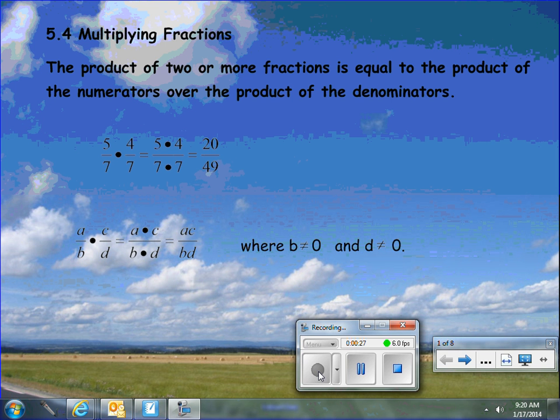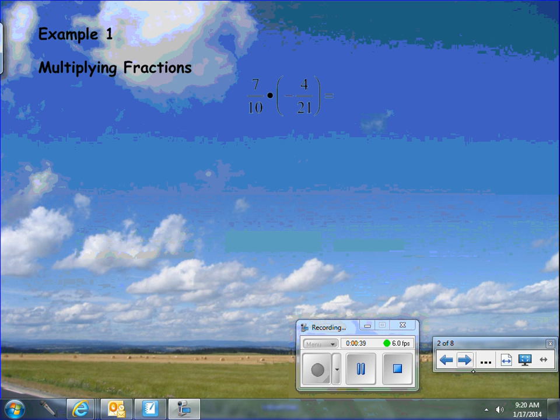In algebra, A over B times C over D is equal to A times C over B times D, where B cannot equal 0 and D cannot equal 0. So in our first example of multiplying fractions, we're told we can multiply the numerators, then multiply the denominators. But what you'll need to do prior to that is see if you can simplify before you multiply.